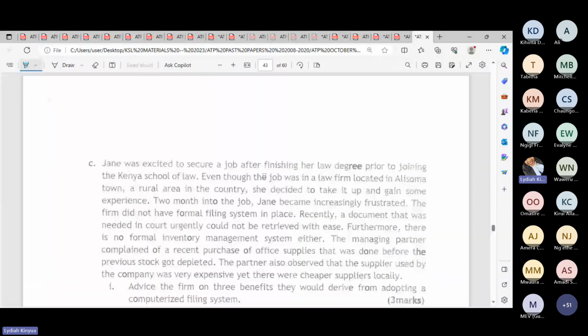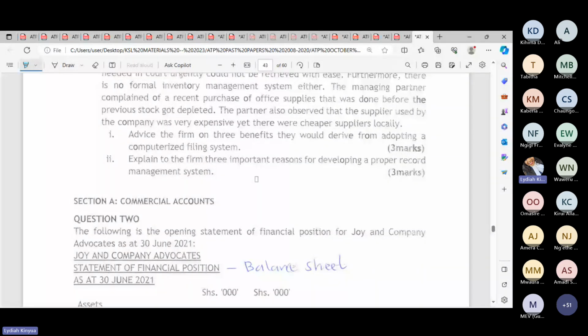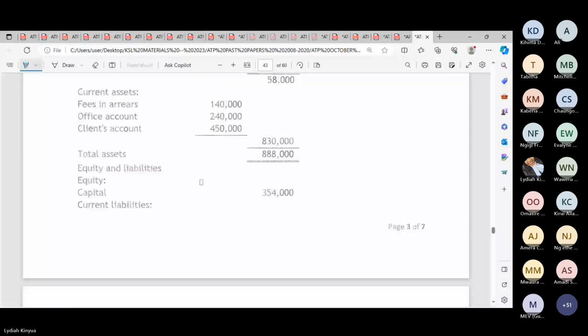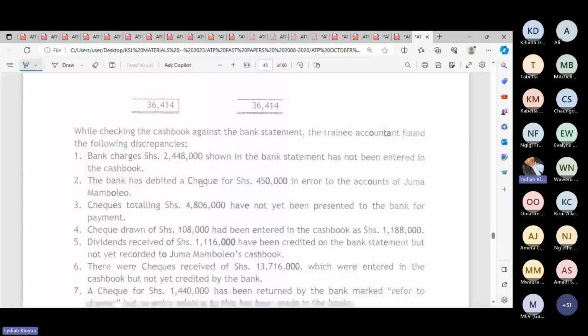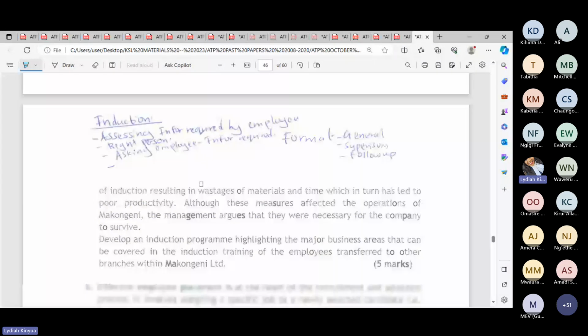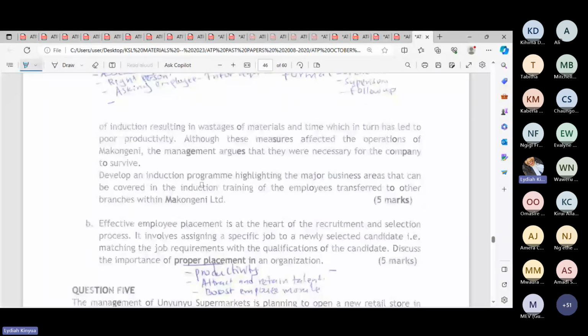Yeah. So see, you guys, I believe that why do you computerize? Those points are the same for ICT. Why do you develop a proper record management system? Come on. See, you will pass. That's my point. You'll pass. So don't kill yourself tonight trying to understand so many things.